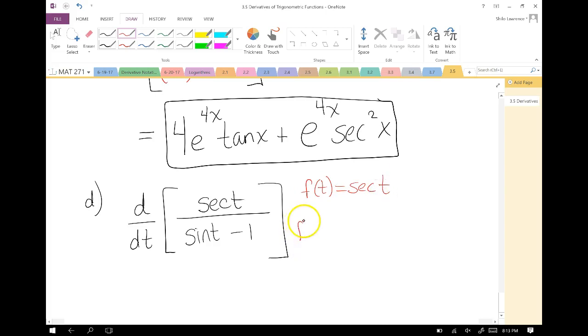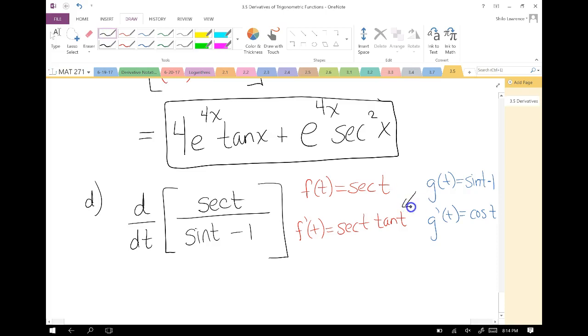And its derivative, well, secant starts with an S, not a C, so it's going to be positive. It's the reciprocal of one of our basic functions, so it's going to have itself and its partner. Secant goes together with tangent. So it's going to be secant t, tangent t. Our denominator is g of t. That's sine t minus 1. And g prime is cosine t.